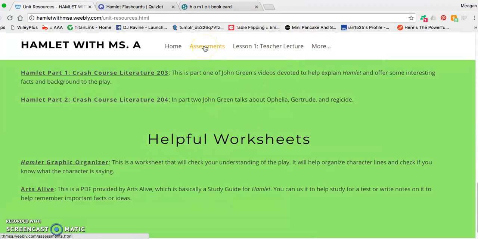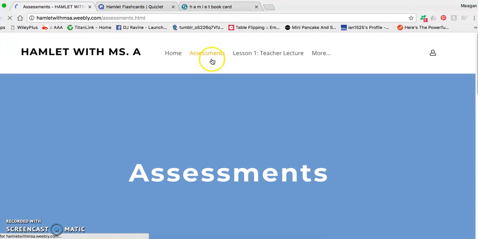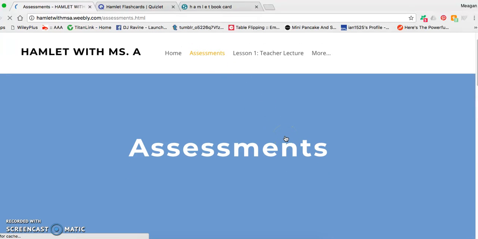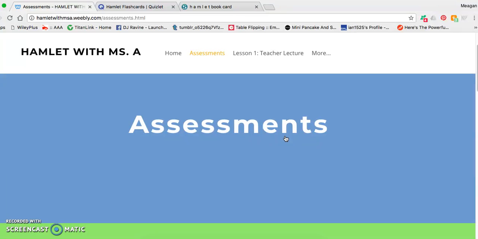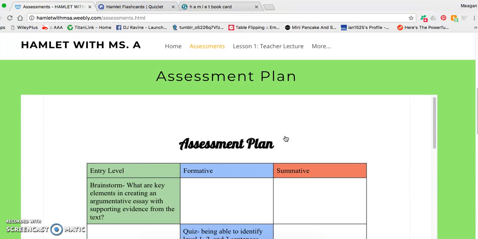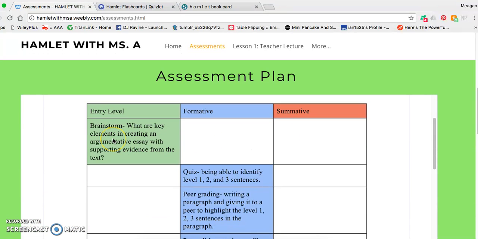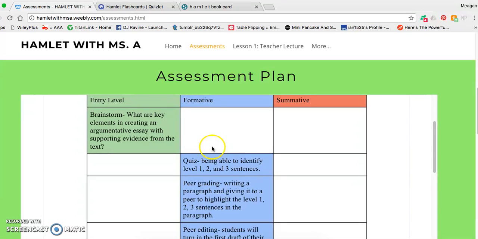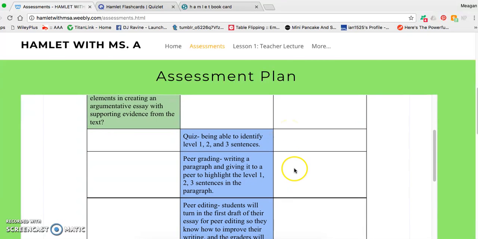So as we move on to our assessments. Now this assessment specifically is geared toward essay writing in the class. So as you can see, entry level is brainstorming what key elements are necessary in creating an argumentative essay with supporting text evidence from the text. And I've made a quiz for students to be able to identify 1, 2, 3 sentences, and students will learn what 1, 2, 3 sentences are in my class.